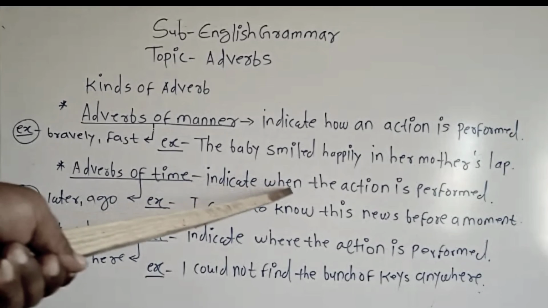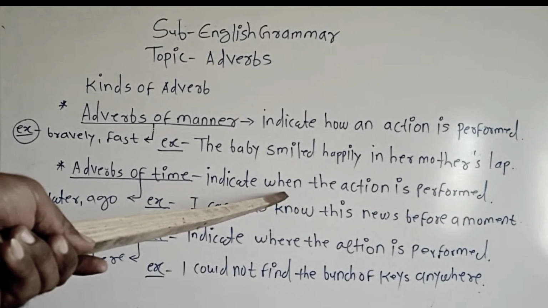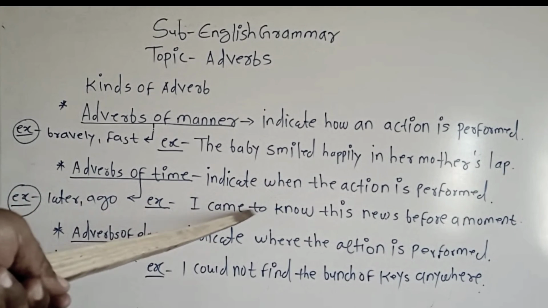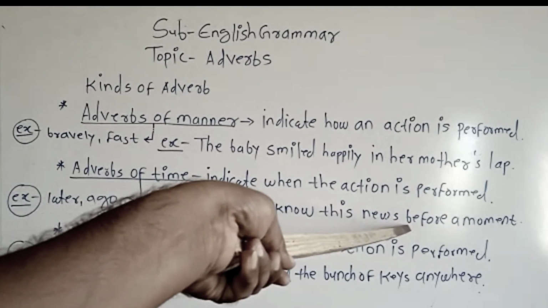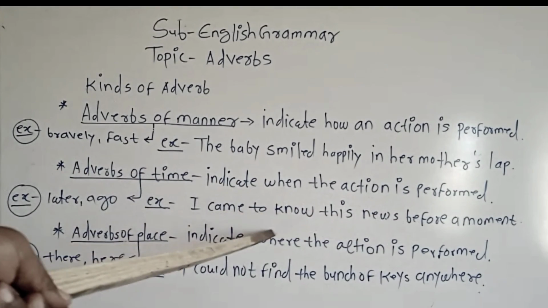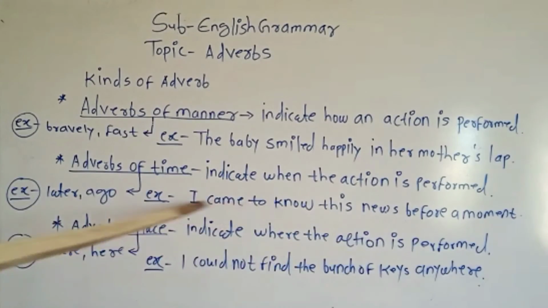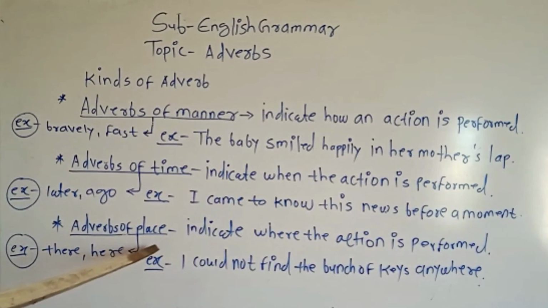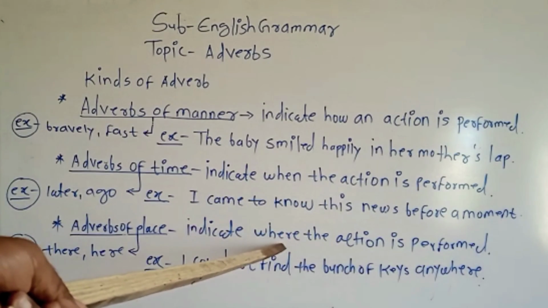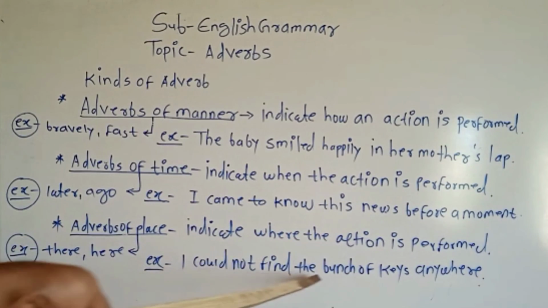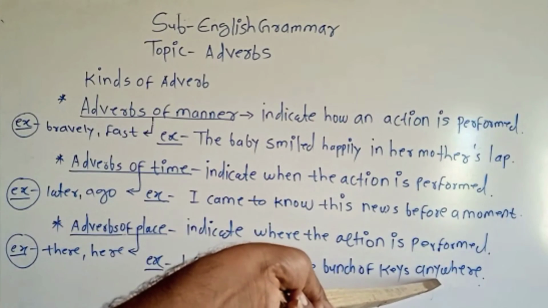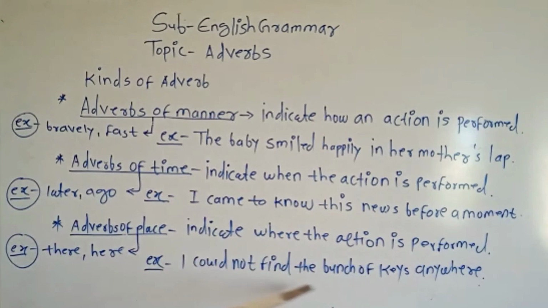Then adverbs of time indicate when the action is performed. So here, I came to know this news before a moment. This before modifies the verb came to know, and indicates the time in this example. Then adverbs of place indicate where the action is performed, for example, I could not find the bunch of keys anywhere. Anywhere, that is the adverb of place, modifies find, isn't it, students?